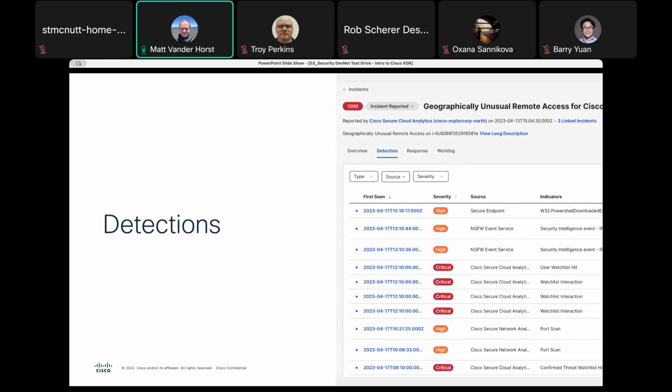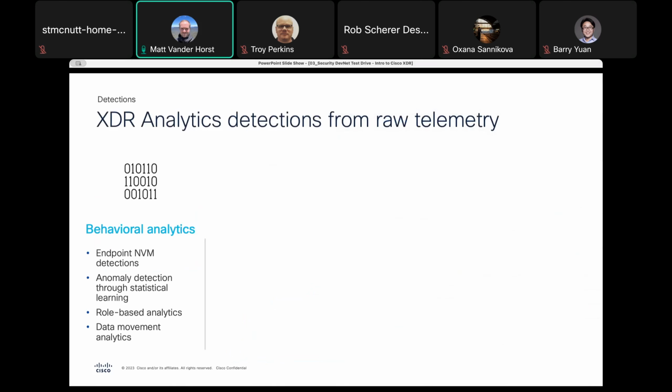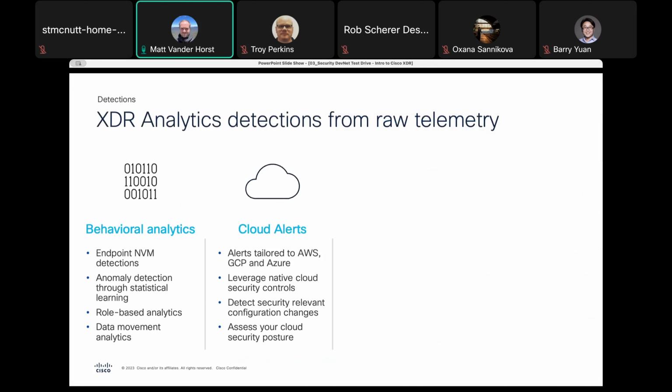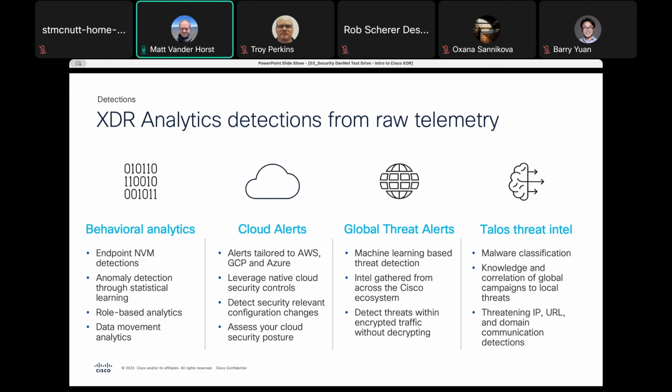So focusing a little more on the detections. We have behavioral analytics, cloud-based alerts, global threat alerts, and intel from Talos. So there's a bunch of different types of analytics and detections that we can generate from telemetry. So far we've been talking a lot about context and sources of data, right? Where is the data coming from? How are we getting it? And some of the things we're doing with it. But obviously, most importantly, the D in XDR is detections.